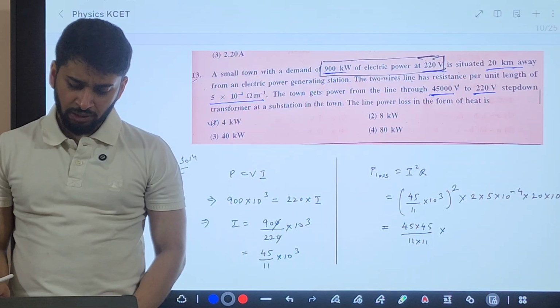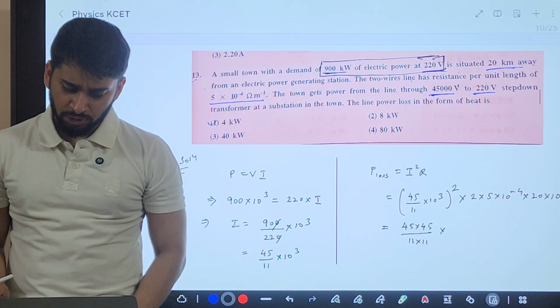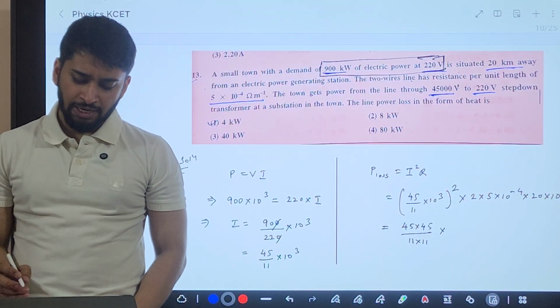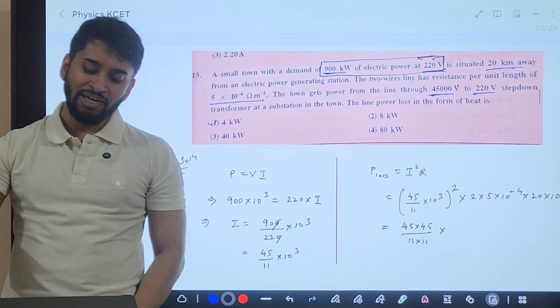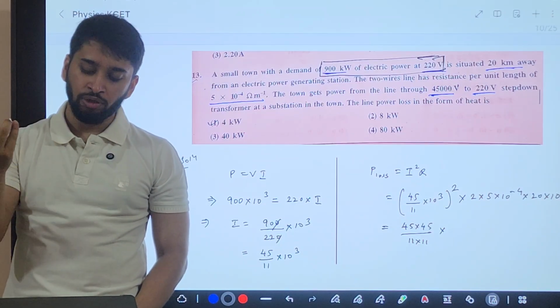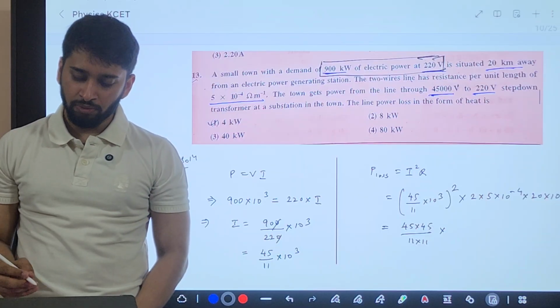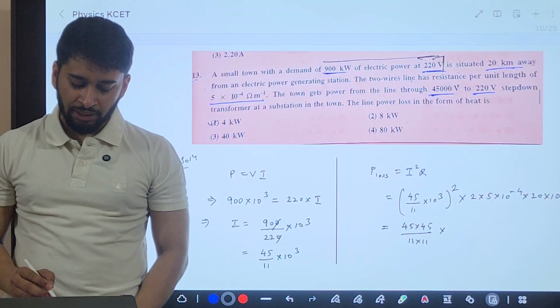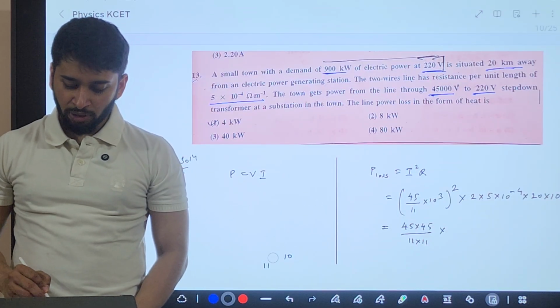Okay. The town gets power through the line at a substation in the town. Sorry, mistake. So here, see, the power is being supplied at high voltage as 45,000 volt. But when it reaches near to the town, then it gets stepped down. Okay. So the current that we need is when the voltage is... sorry, I made a mistake. We have to consider.